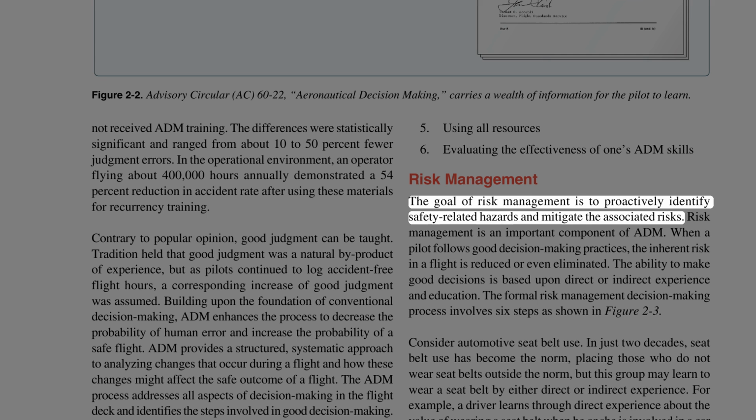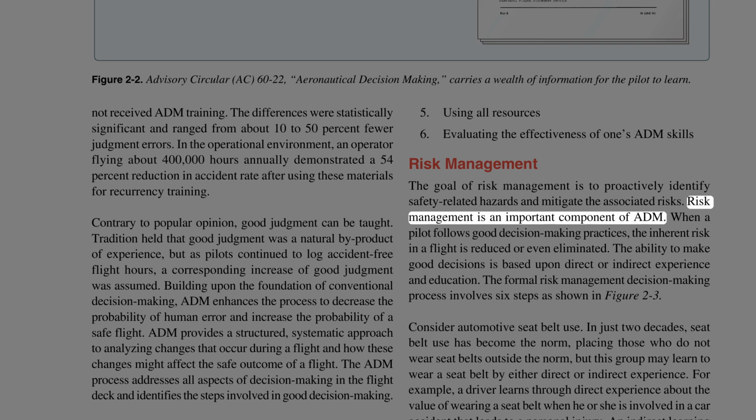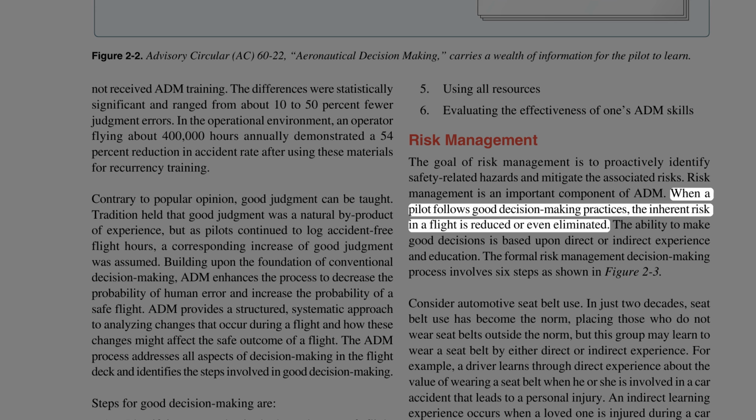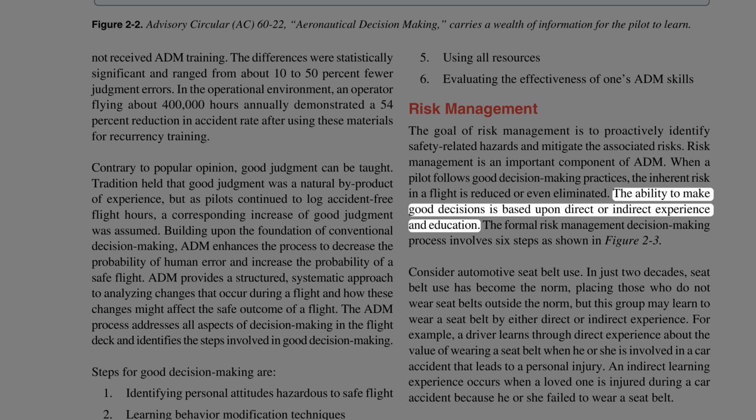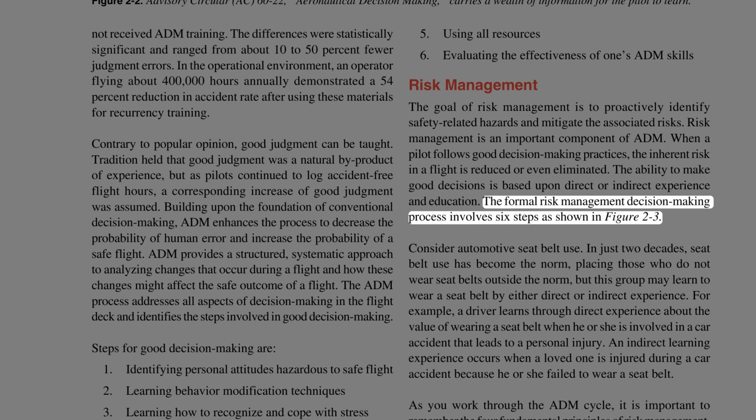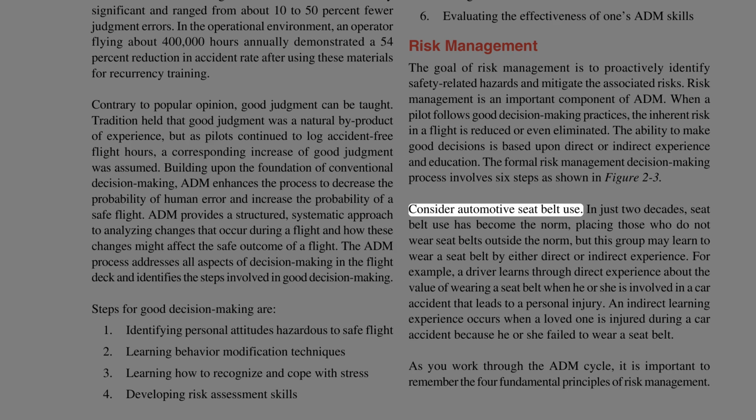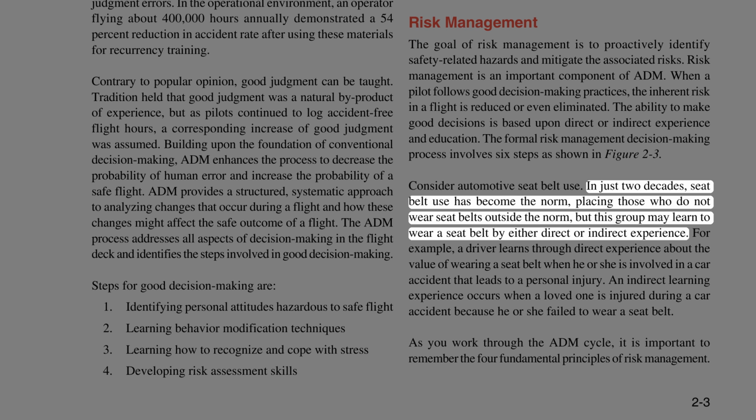Risk management. The goal of risk management is to proactively identify safety-related hazards and mitigate the associated risks. Risk management is an important component of ADM. When a pilot follows good decision-making practices, the inherent risk in a flight is reduced or even eliminated. The ability to make good decisions is based upon direct or indirect experience and education. The formal risk management decision-making process involves 6 steps as shown in Figure 2-3. Consider automotive seatbelt use. In just 2 decades, seatbelt use has become the norm, placing those who do not wear seatbelts outside the norm.